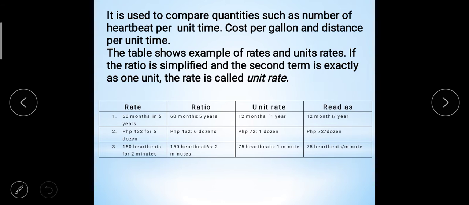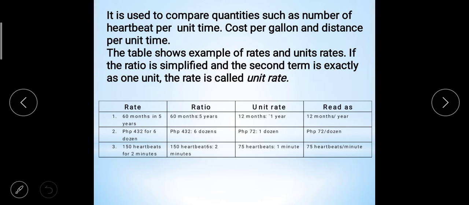Okay. It is used to compare quantities such as number of heartbeat per unit time. Number of heartbeat can be per hour or per minute or per second. Okay, so hindi siya in-specify dito. Sinabi lang siya na as per unit time. Okay. Next, we also have cost per gallon or distance per unit time. Okay. Looking at the table below, the table shows example of rates and unit rates.